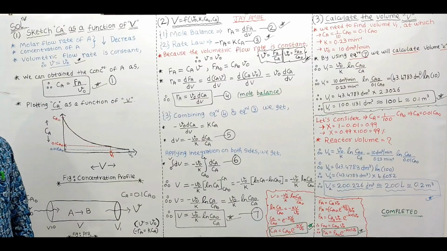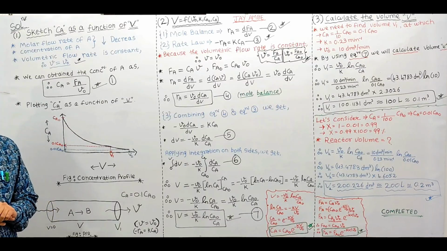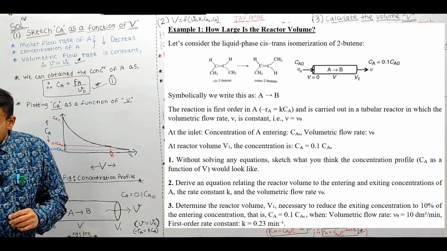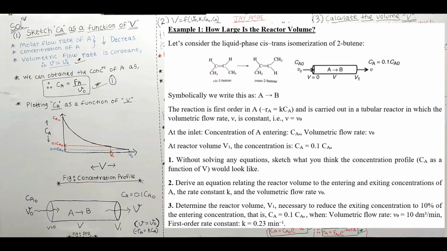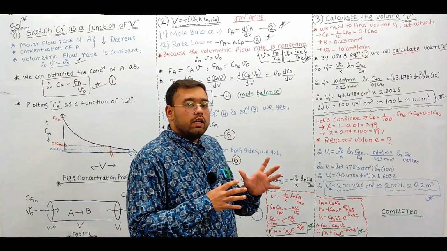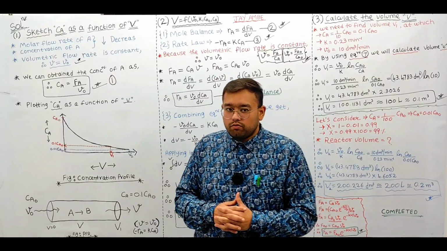Now we'll solve the first part of the question. So I request you, please read the first part of the question, which is stated as: without solving any equation, sketch what you think the concentration profile Ca as a function of volume would look like. So we need to plot a graph of concentration as a function of volume.